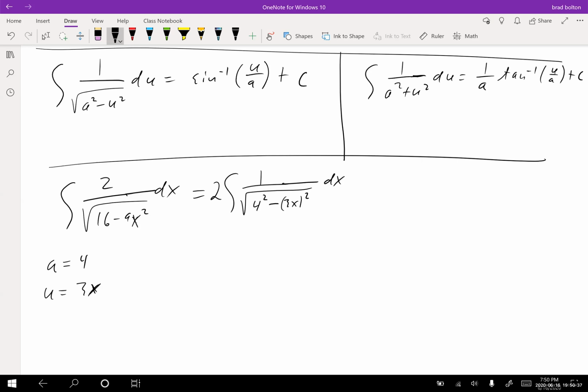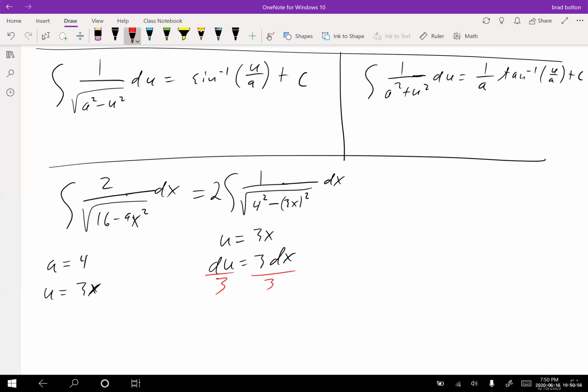Now, whatever I name my u, it's just like u substitution. So I'm going to say that u is worth 3x. Then du is worth 3 dx. And then we divide by 3.